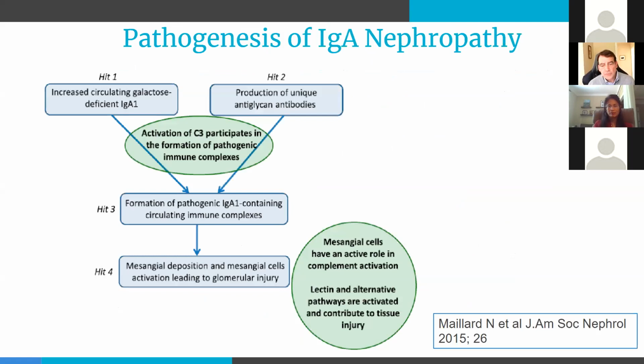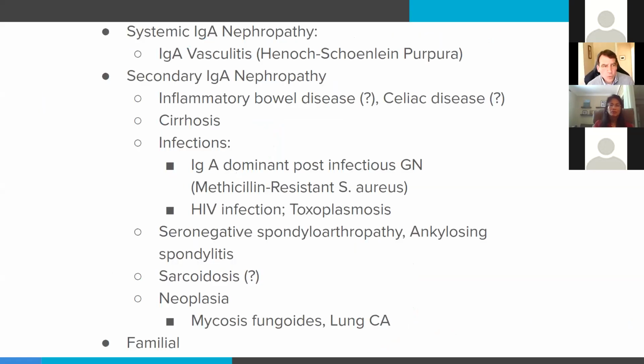So this is what we think are the initial steps of IgA nephropathy. And once this happens, we believe that the IgG attaching to the IgA triggers a set of inflammatory processes where it is depositing in the kidney, and it's this inflammation that causes the damage to the kidney. Next slide.